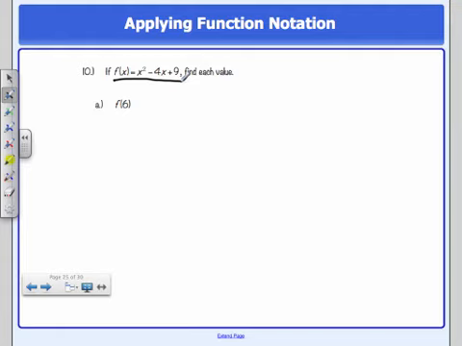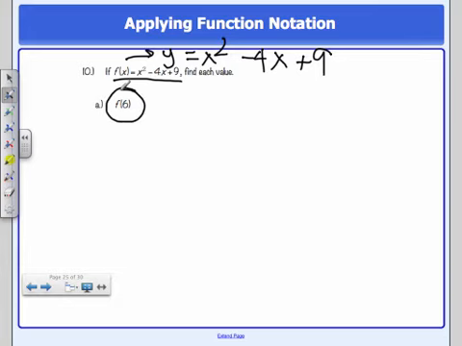So if I were to find this value, I need to understand what it's saying. Instead of f of x, remember that's just replacing y. So this is basically saying y equals x squared minus 4x plus 9. All right, so that's basically what's being said right here. And then in question A, it's asking us to find f of 6. This is basically saying if y equals x squared minus 4x plus 9, can you find out what it is when x equals 6, since this right here is an x value?